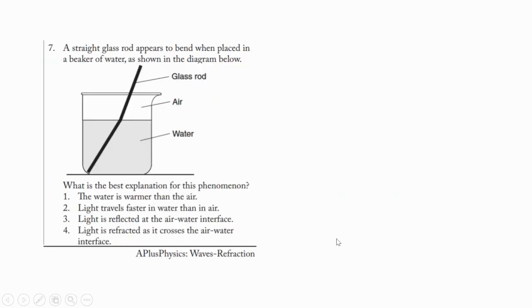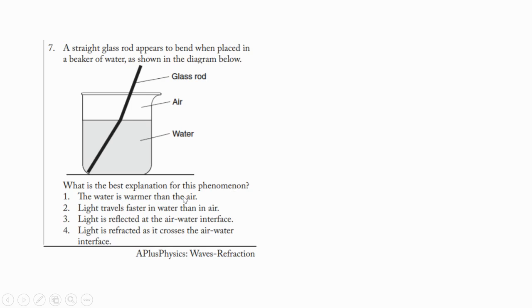So let's do a couple of practice problems. A straight glass rod appears to bend when placed in a beaker of water, as shown in the diagram below. So here is a glass rod, this is air, this is water. What is the best explanation for this phenomenon?